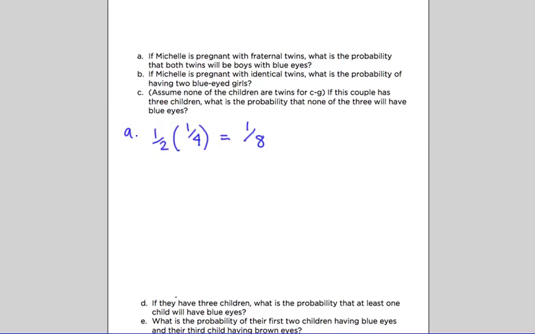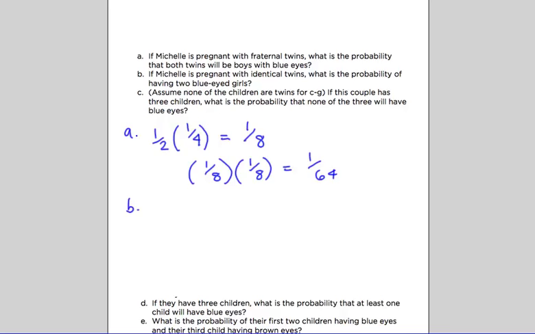Now, because fraternal twins are non-identical, it means they are a result of 2 separate fertilization events. So to have one boy with blue eyes, as we said, is 1/8. But to have the second twin be a boy with blue eyes is another 1/8. So if you multiply that out, the probability of both twins being boys with blue eyes is 1/64.